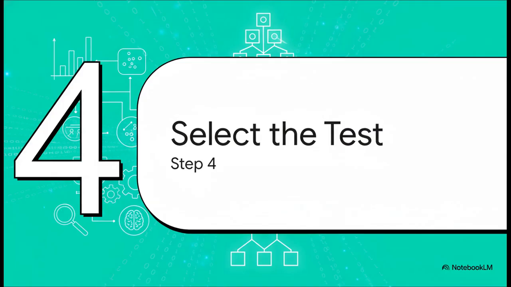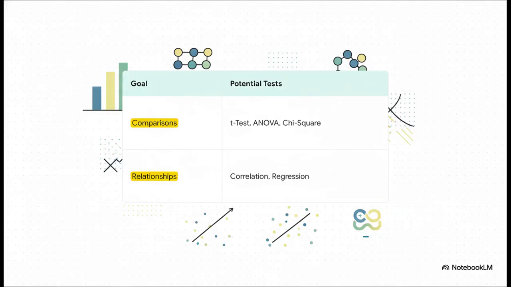And that brings us to step 4, selecting the test. All that prep work we just did, it was all leading up to this moment. This is the main event, where we finally pick the right tool for the job. And you know what? It can be surprisingly simple. Look at this. If your goal way back from step 1 was to compare different groups, then you're going to be looking at tests like a t-test, ANOVA, or chi-square. But if your goal was to find relationships between variables, you'll be using tools like correlation or regression.